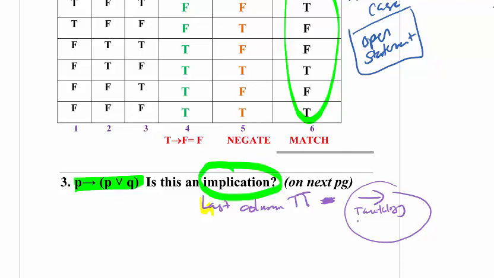So I want you to pause the video. I want you to work out your truth table. Think about, again, what do I start off with? What order do I do this in? And then go through using your rules. Once you've finished, unpause it and come back.